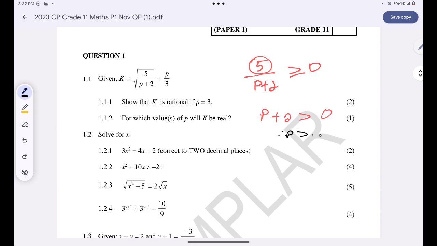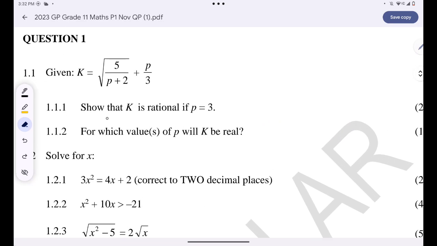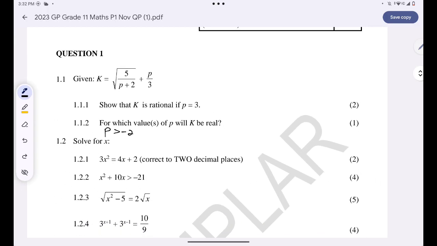Therefore, p is greater than -2. If p is greater than -2, k will be a real number. Are we together? Okay, now let's go and do... okay, the answer here said p is greater than -2, right?